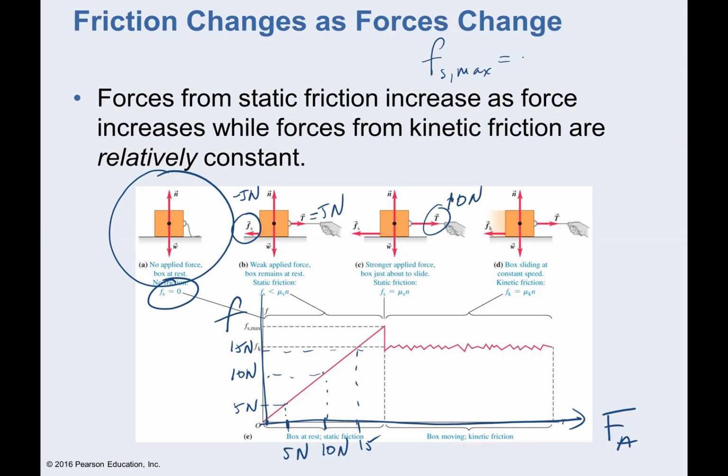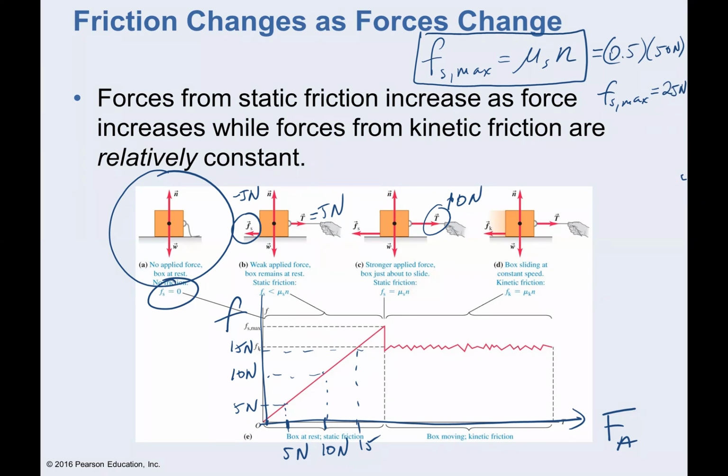And maximum static frictional force is equal to the coefficient of static friction times the normal force. This is the equation that we can use to calculate the maximum static friction force. For example, if the coefficient is 0.5, and let's say the normal force is, I don't know, 50 newtons. So 0.5 times 50 newtons, and then we get a maximum friction force of 25 newtons.